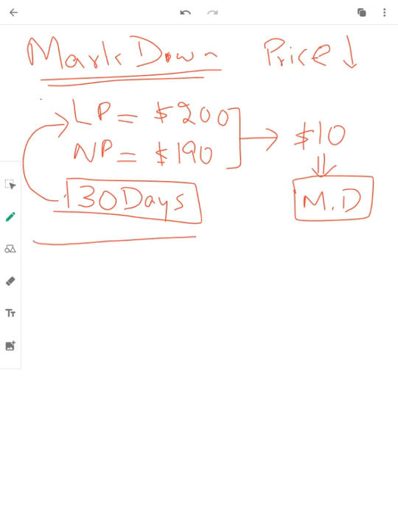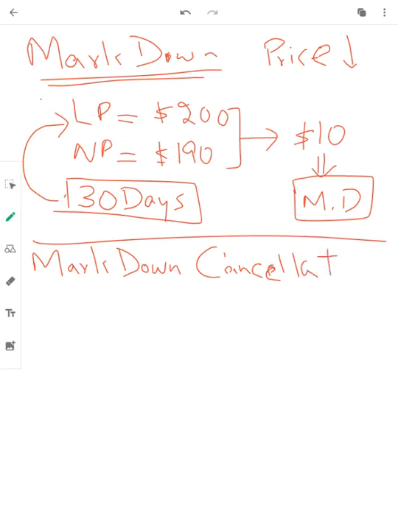Then we have another point related to markdown, which is called markdown cancellation. Markdown cancellation is the cancellation of whatever decrease in prices you offered. So that's the cancellation of it. Markdown cancellation. Sorry for the handwriting, there is some problem with the touch pen. What does markdown cancellation mean? When you reverse this $10 or any amount of it, that's called markdown cancellation.